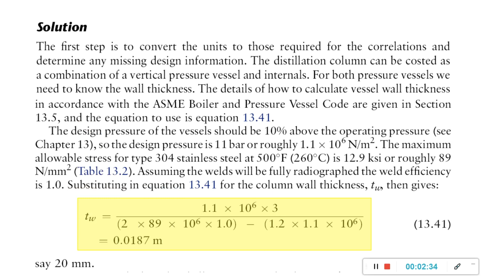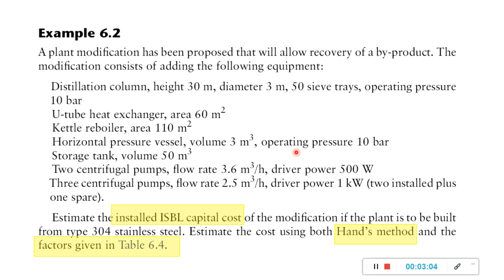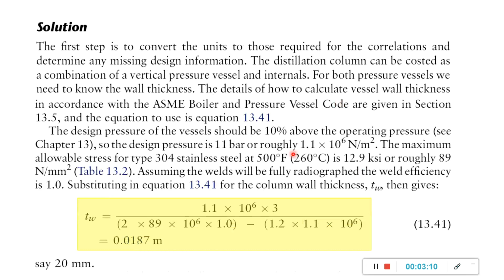Okay, so this is what you have done before. The design pressure of the vessel should be 10% above the operating pressure. So the design pressure is 11 bar, or roughly 1.1 times 10 to the power of 6 newtons per square meter. The maximum allowable stress for type 304 stainless steel at 260 is 12.1 ksi, or roughly 89 newtons per square millimeter. This means you need to assume a temperature of 260, since I don't think anything here mentions it. So we assume that value. Assuming the weld is fully radiographed, the weld efficiency is 1.